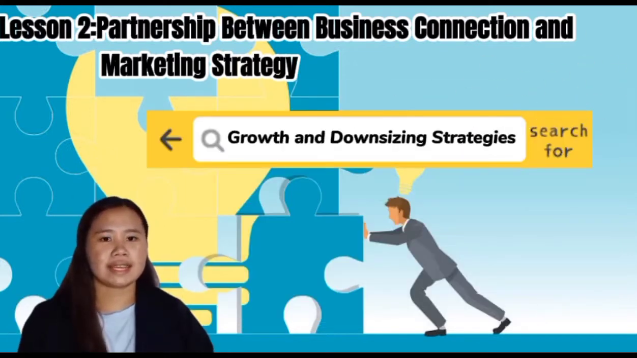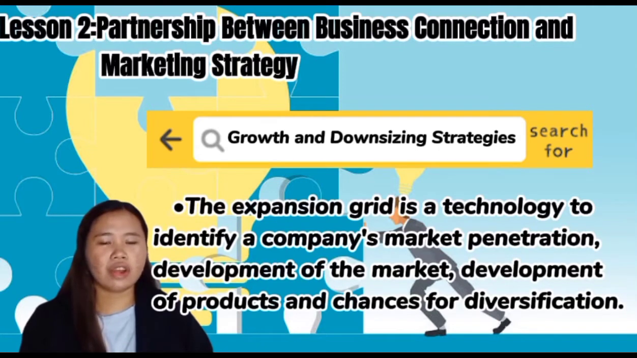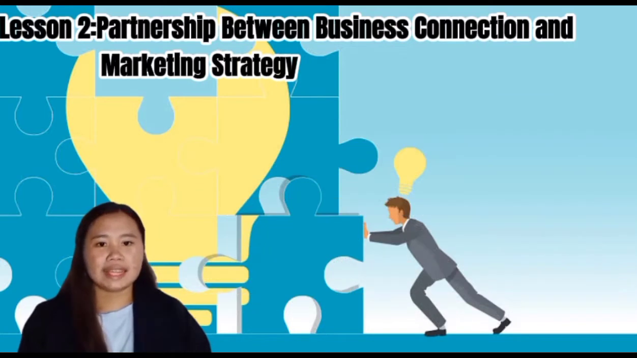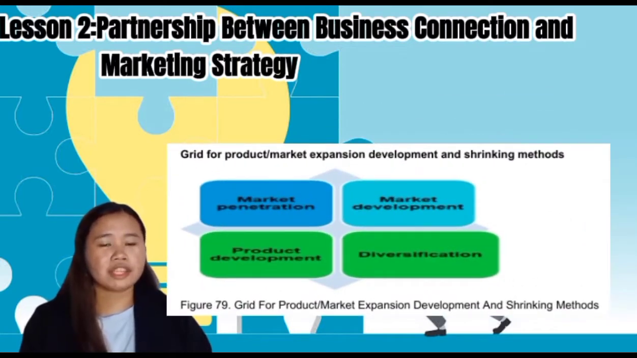Growth and downsizing strategies. The expansion grid is a technique to identify a company's market penetration, development of the market, development of products, and chances for diversification. In Figure 79, the grid for product market expansion, development and shrinking methods, making growth and downsizing plans.